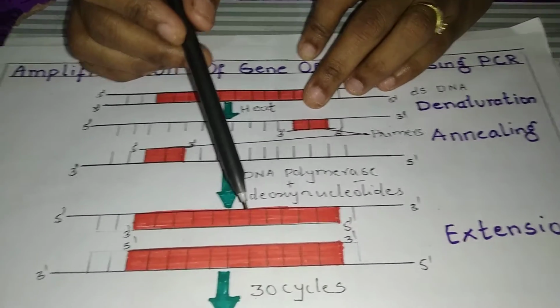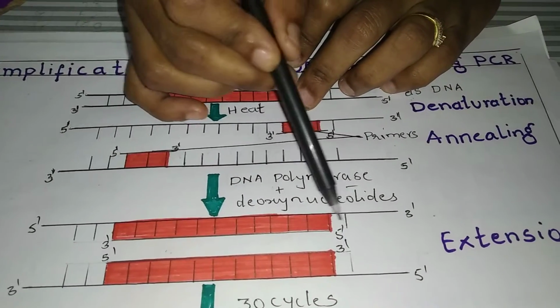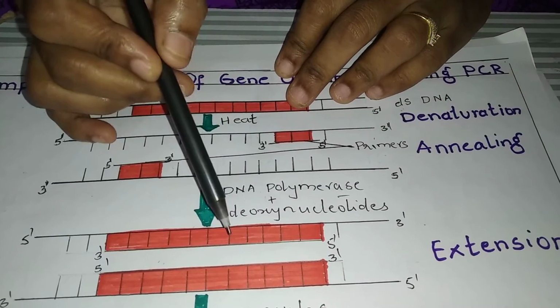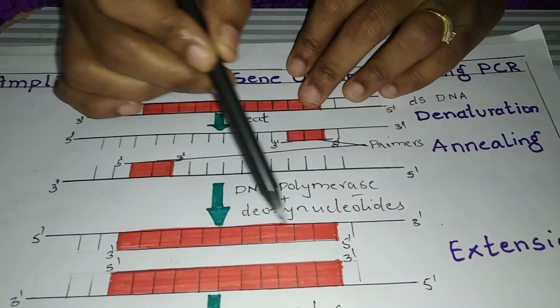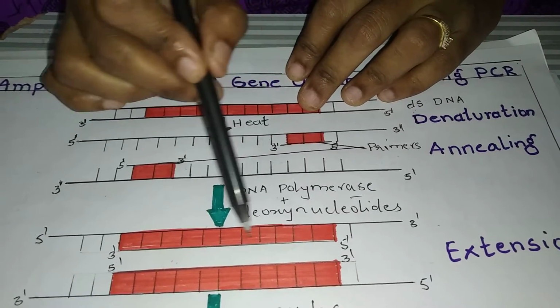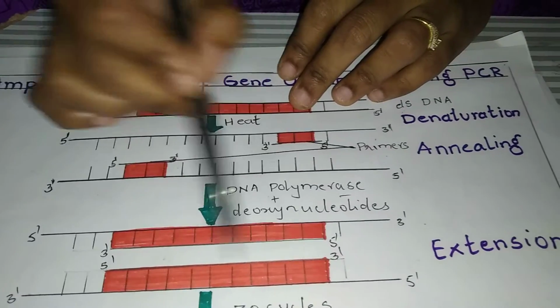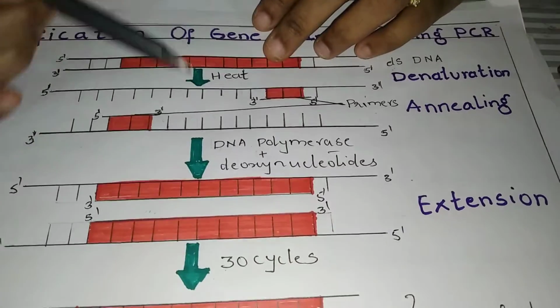And then the third step is extension, where this DNA polymerase will extend the primers by adding the oligonucleotides complementary to the DNA in 5' to 3' direction. So as a result, we are going to get 2 DNA molecules from one DNA.